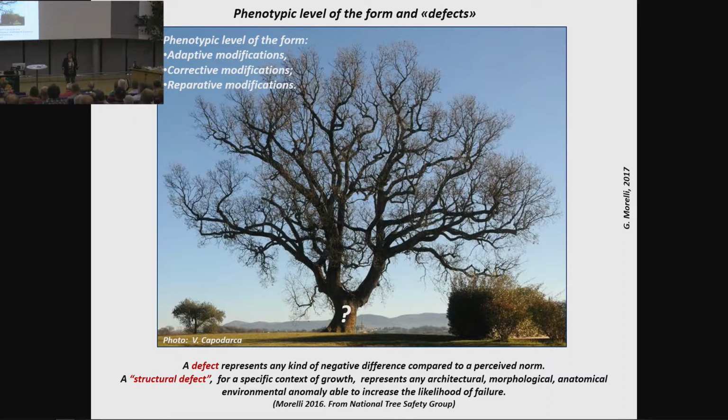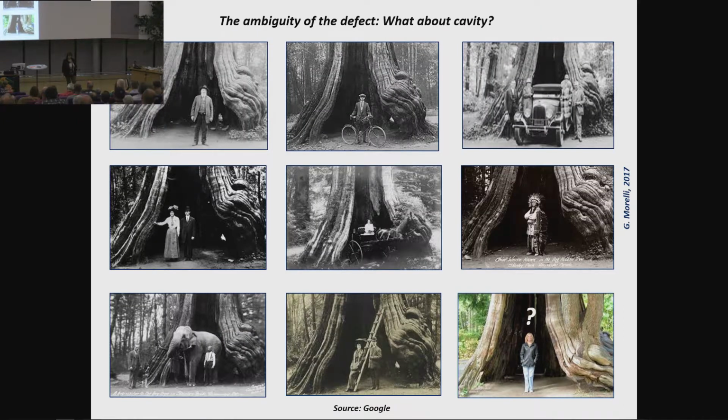They had to adapt. So they used adaptive modifications, corrective modification, reparative modification, facing the different issues and threats of the environment during time. So again, this tree is very well known. Everybody wanted to take a picture in front of it, and for decades and centuries, it was like this. So can we say that the cavity was a problem for this tree? I doubt. I doubt, because it does not seem so.